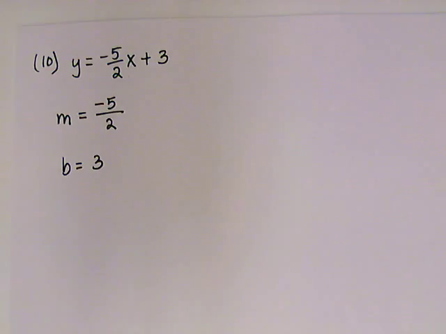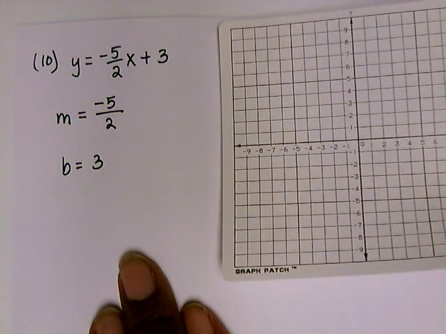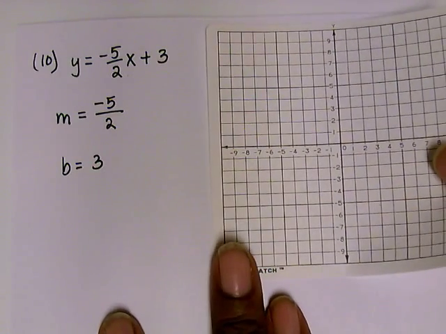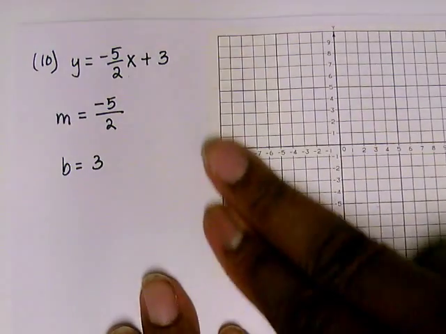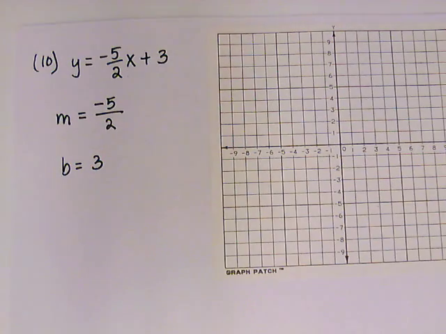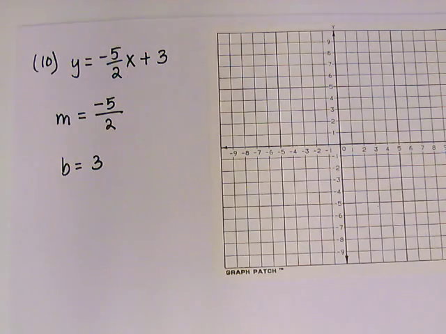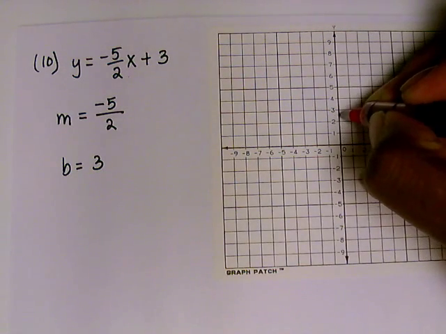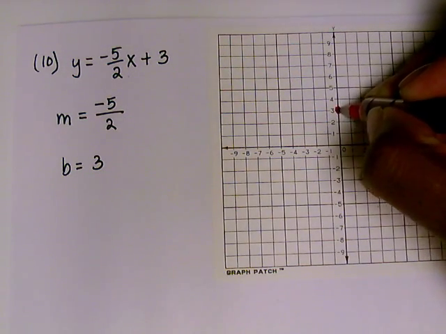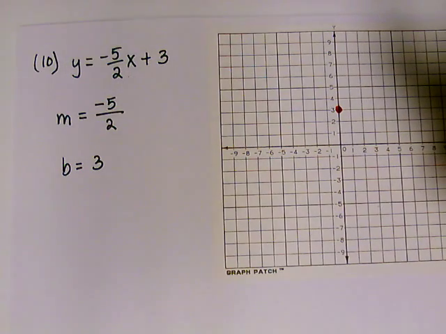Now we're going to use those two pieces of information to do the graph of our linear equation. Alright, in this case, the first thing we do here is plot the y-intercept. In this case, that y-intercept is a positive 3, so on the y-axis, we go up to 3 and draw that point. Because that's the point where the graph will be crossing the y-axis in this case.